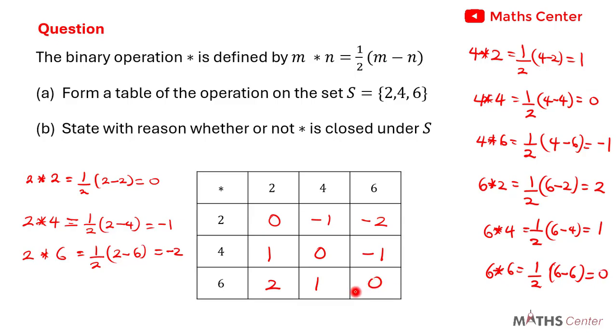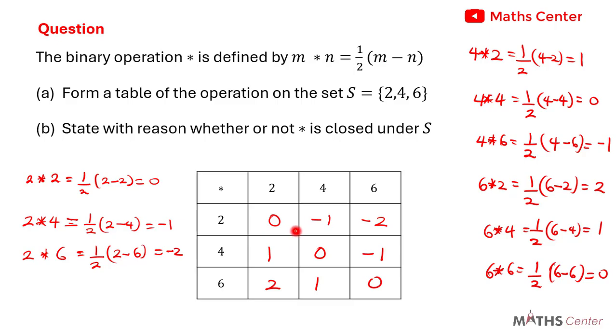So as you can see here, the results that we produced under the binary operation star are 0, negative 1, negative 2, 1, 0, negative 1, 2, 1, 0. We have some members in this result that are not in set S. For example, 0 is not in set S, negative 1 is not in set S, negative 2 is not in set S, 1 is not in set S. The only result here that is in set S is 2.